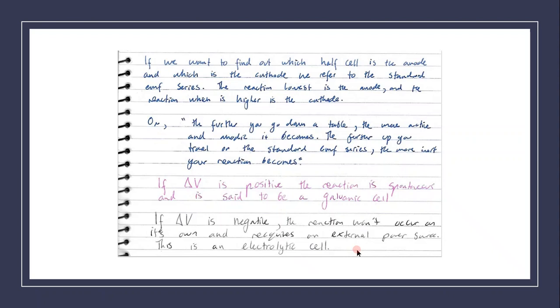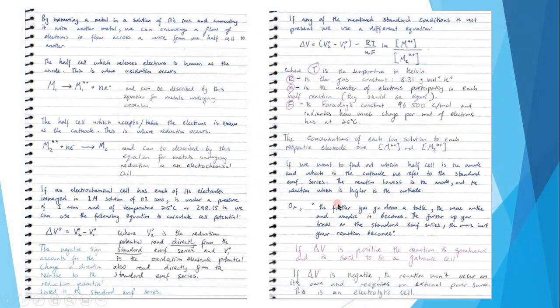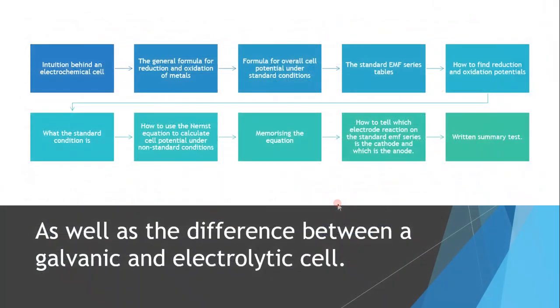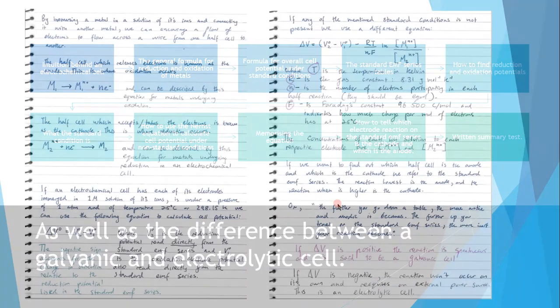So the question will usually state, figure which one is the anode or the cathode, or if it doesn't, they usually don't really care about the sign. They just want to know that you understand the non-standard condition equation, but keep that in mind. Alright, and those are all the notes really for the video. That's it. This is everything you've learned, as well as the difference between a galvanic and electrolytic cell.